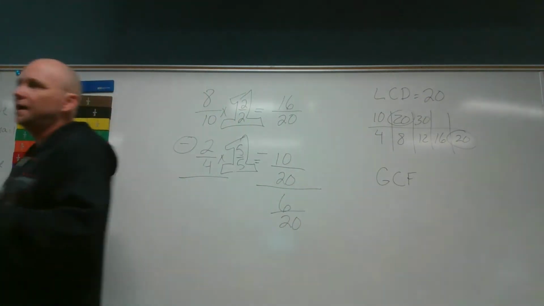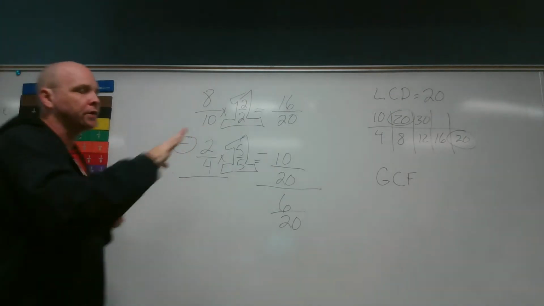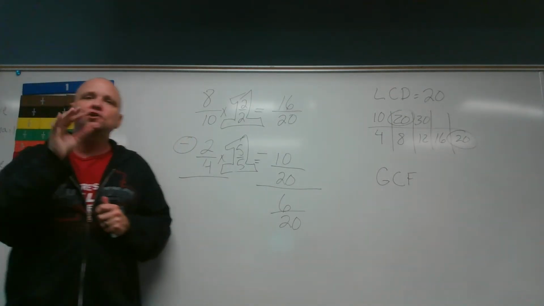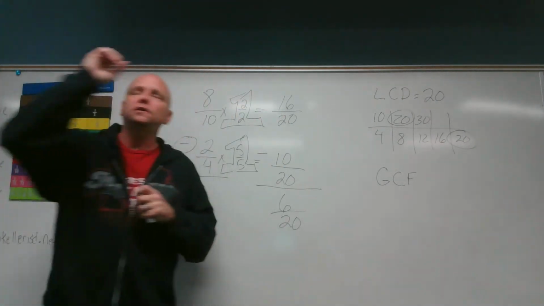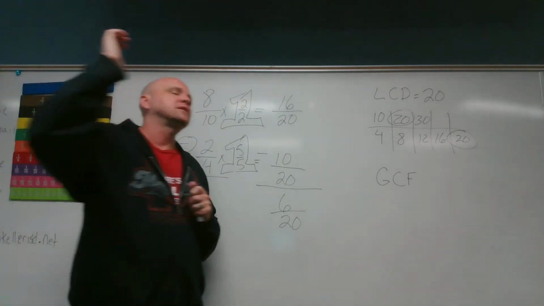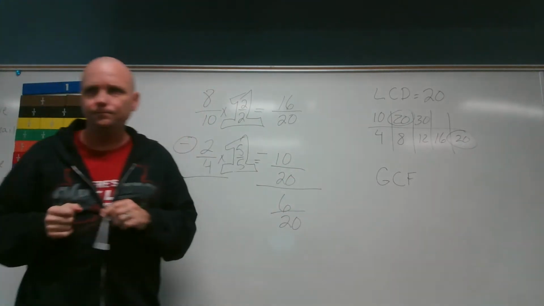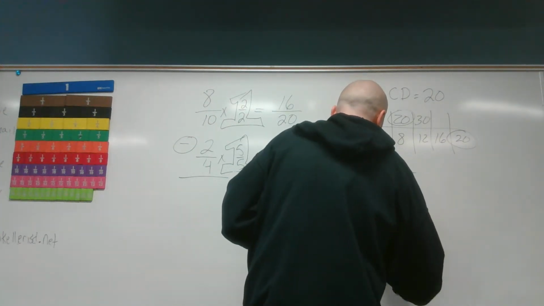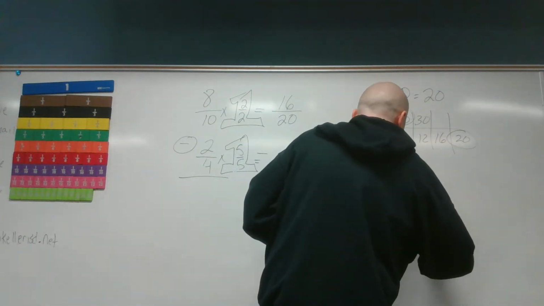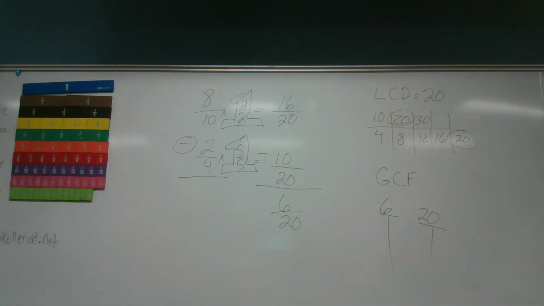To simplify, I know you know what the greatest common factor is, but I want to show how to find it so that you know how to do it when you can't necessarily figure it out. I take my numerator of 6 and my denominator of 20, and I'm going to list all of the factors of each.